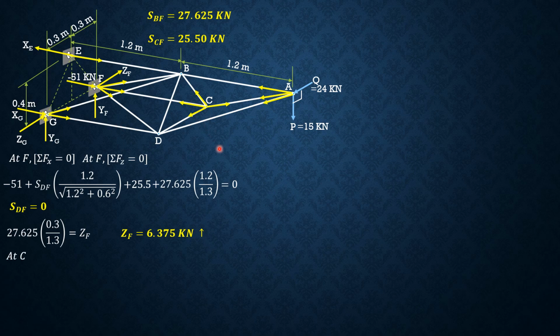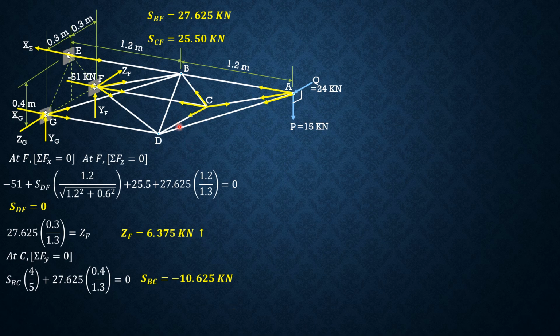Let's go back to C, summation forces Y equals 0 to solve for SBC. SBC is parallel to this, so 0.3 along Z, 0.4 along Y, so 3, 4, 5 is the slope. So summation forces Y equals 0, SBC times 4 over 5 plus SAC, which is 27.625, vertical component 0.4 over 1.3, then no more because these two members are horizontal, equals 0. So SBC is negative 10.625 kilonewtons.